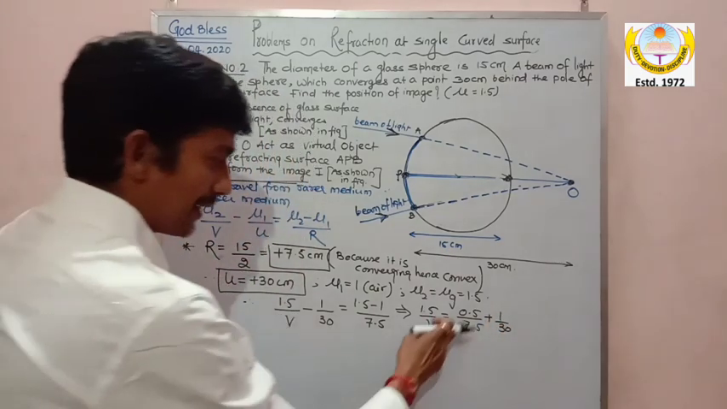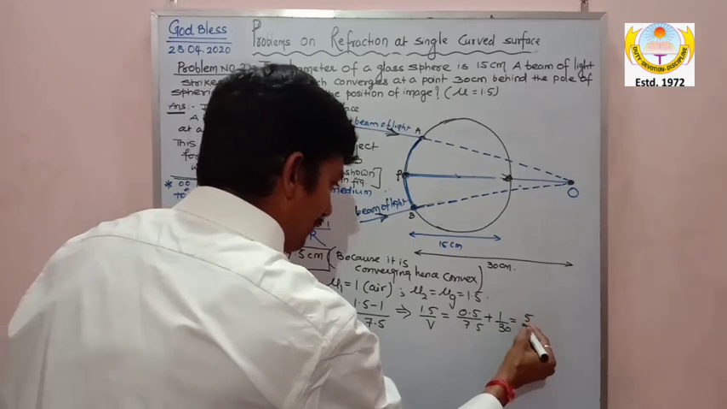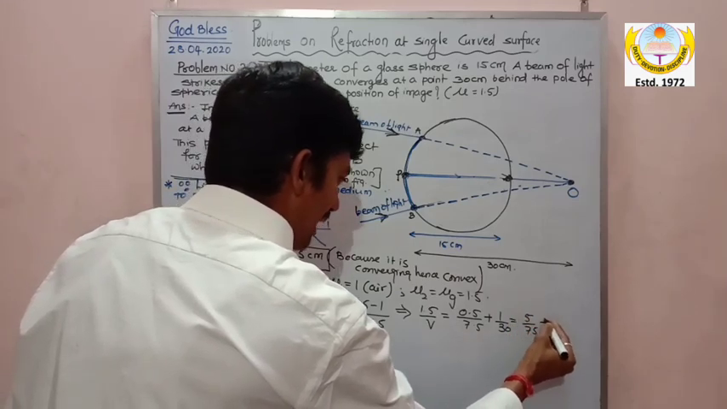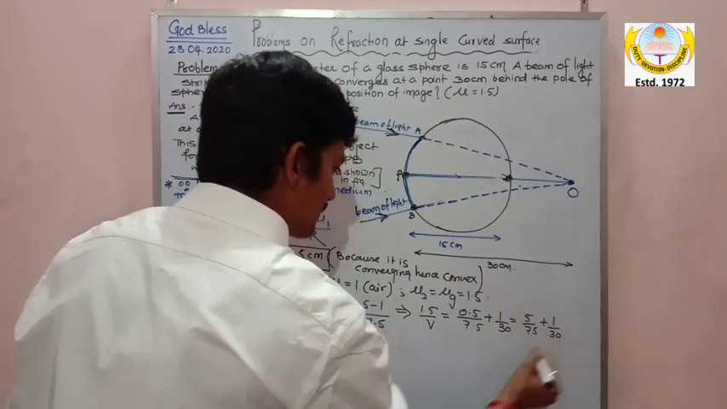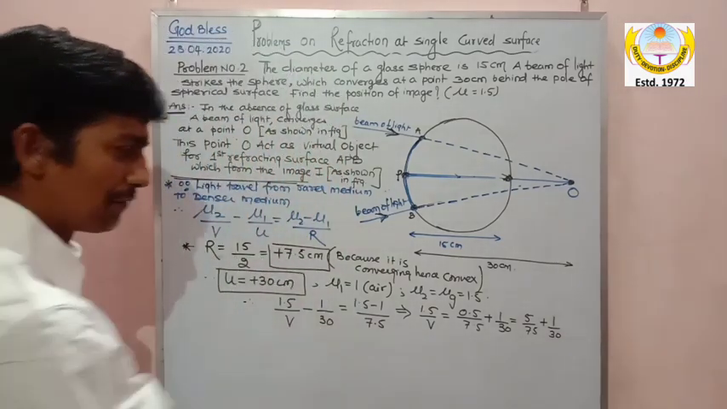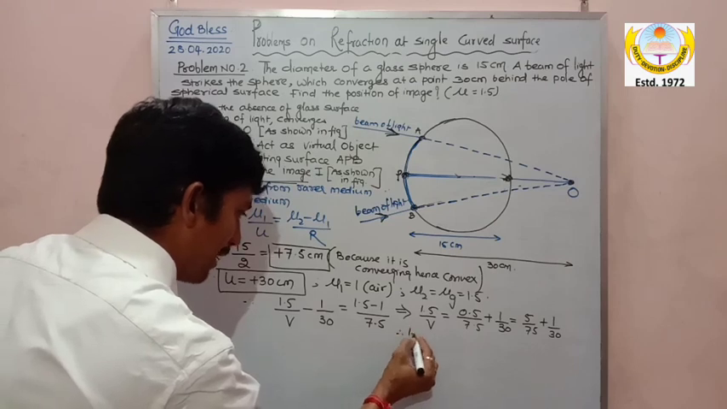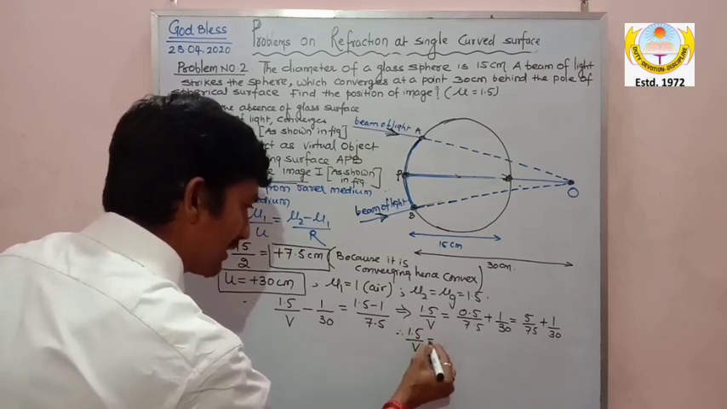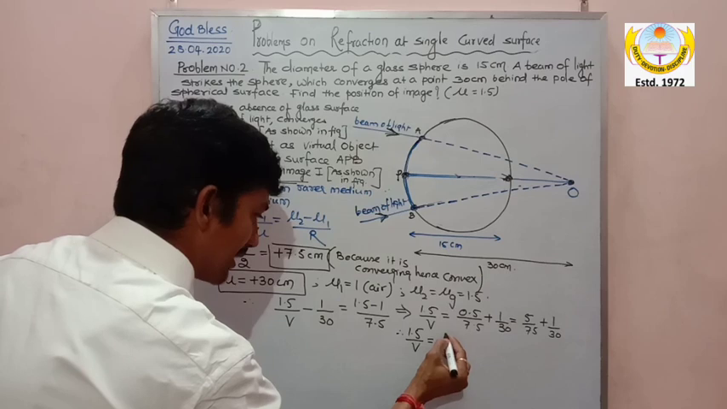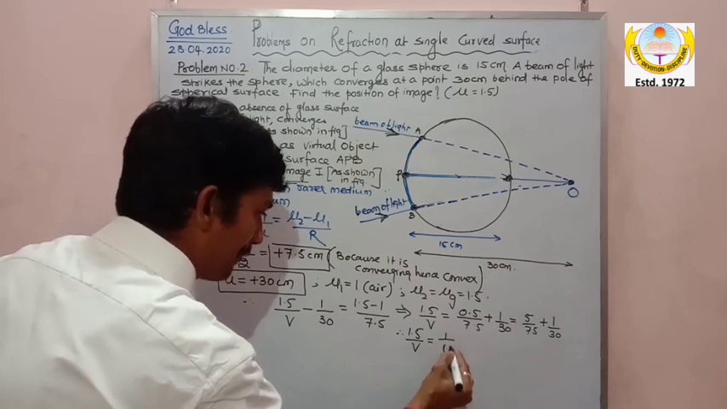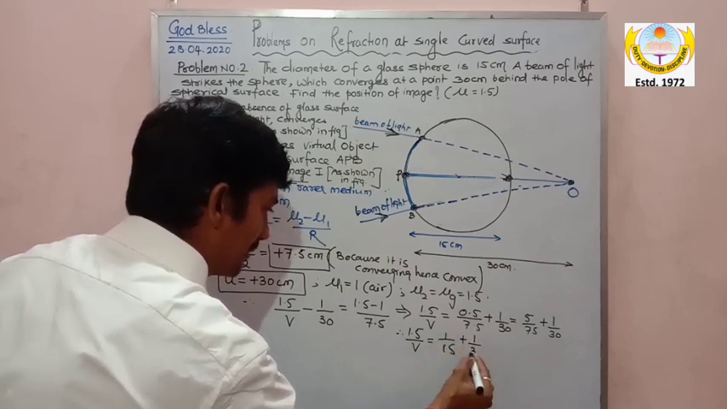I hope it is clear. Now this will be, my dear, 5 by 75 plus 1 by 30. So this will give 1.5 divided by v is equal to 1 by 15 plus 1 by 30.